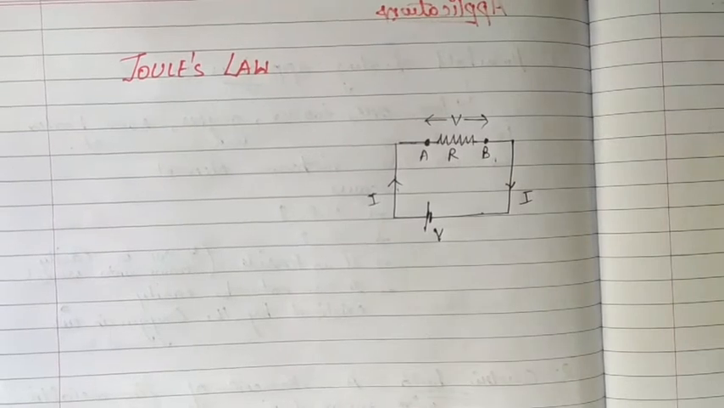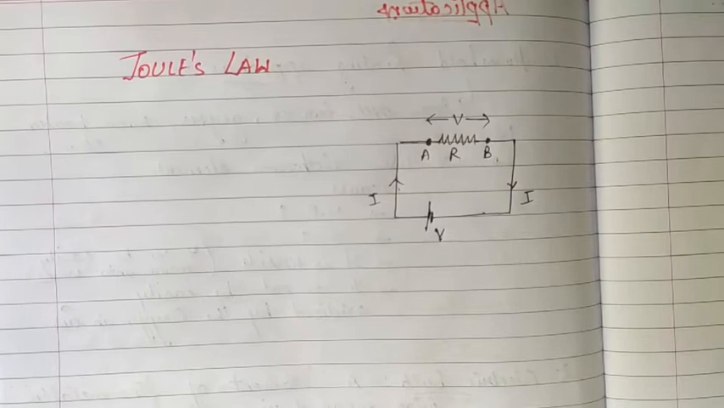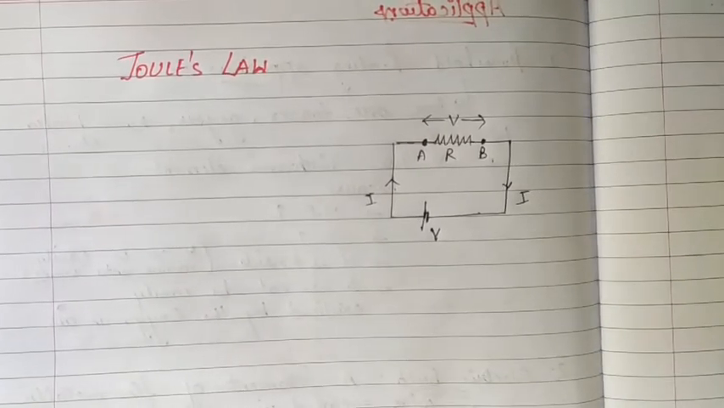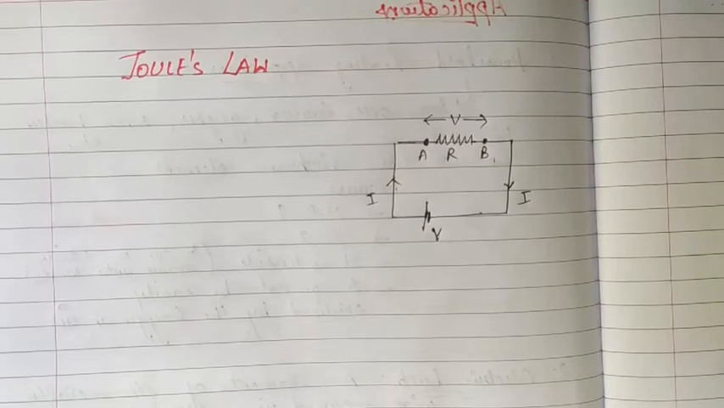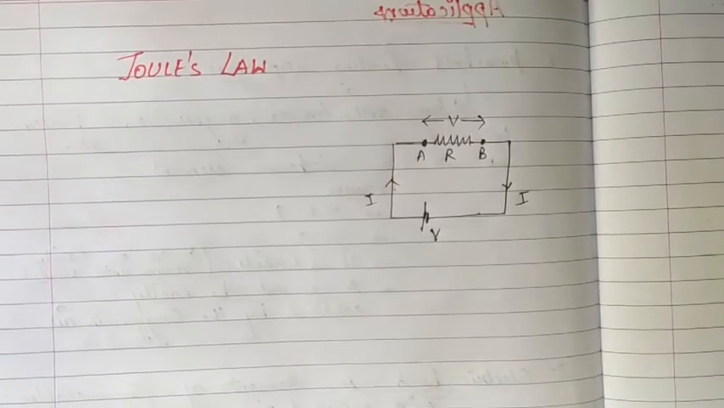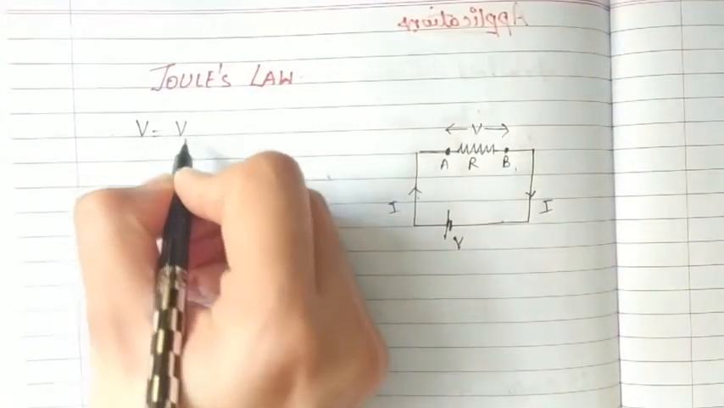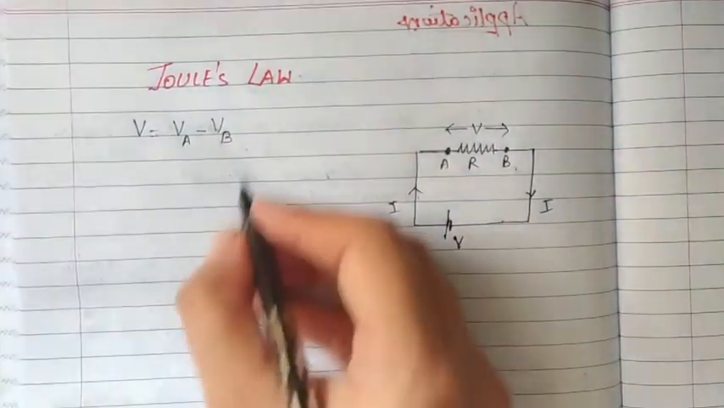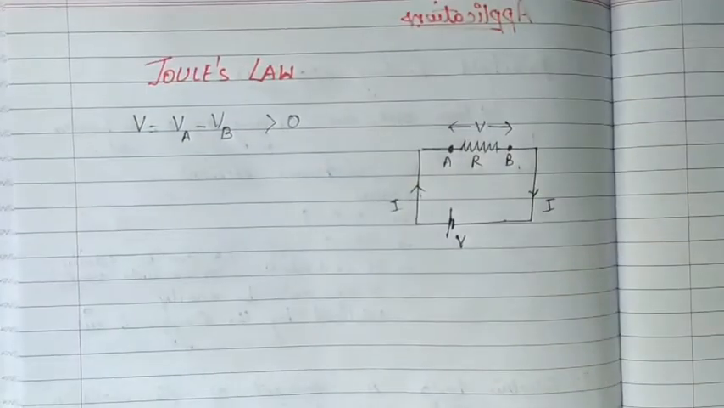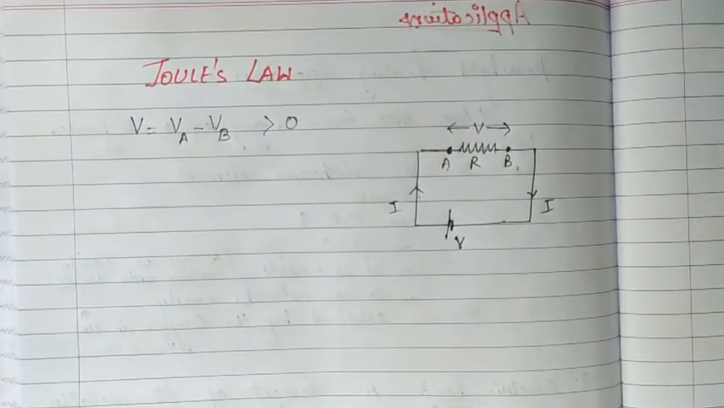Now this is a purely resistive circuit, and there will be some production of heat, as we have studied in the heating effect of current. What we are trying to find out is the amount of energy that is going to dissipate in the form of heat. Let's start with the potential difference across AB: V is equal to VA minus VB, and this should be positive, greater than 0, because you have applied a cell here, so the difference between VA and VB should be greater than 0.